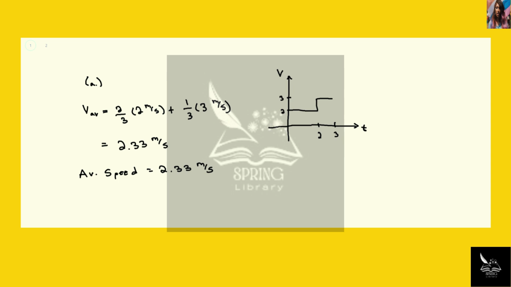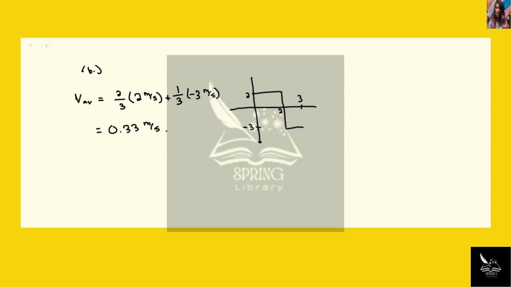So we find the average velocity the same way. 2/3 of the time, the velocity is 2 meters per second. And then 1/3 of the time, the velocity is now -3 meters per second. And whenever you plug this into your calculator, you get the average velocity is 0.33 meters per second. Now, the tricky part is the average speed. The average speed is actually going to be the same as these two, 2.33 meters per second.